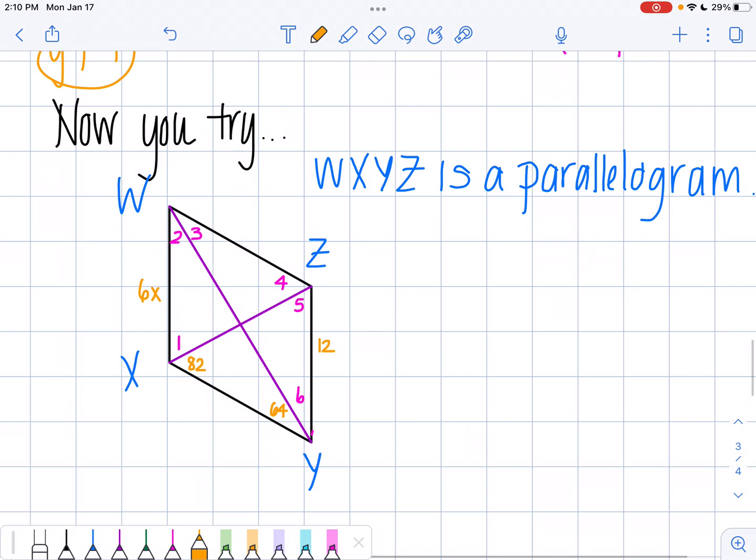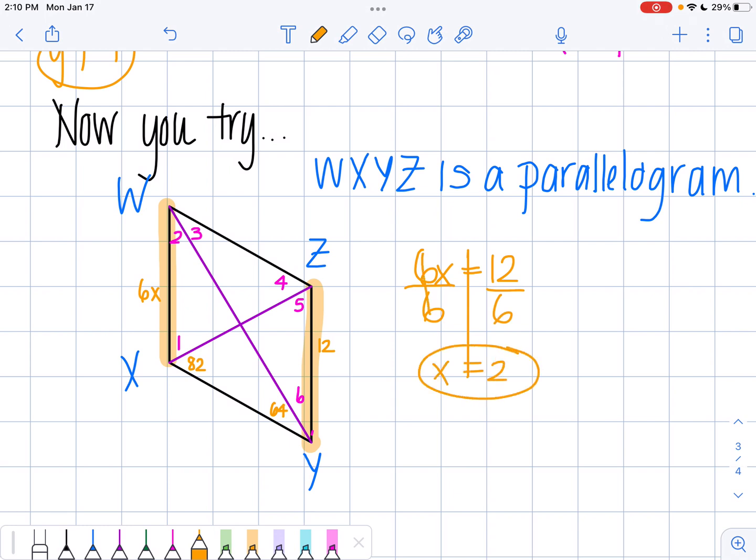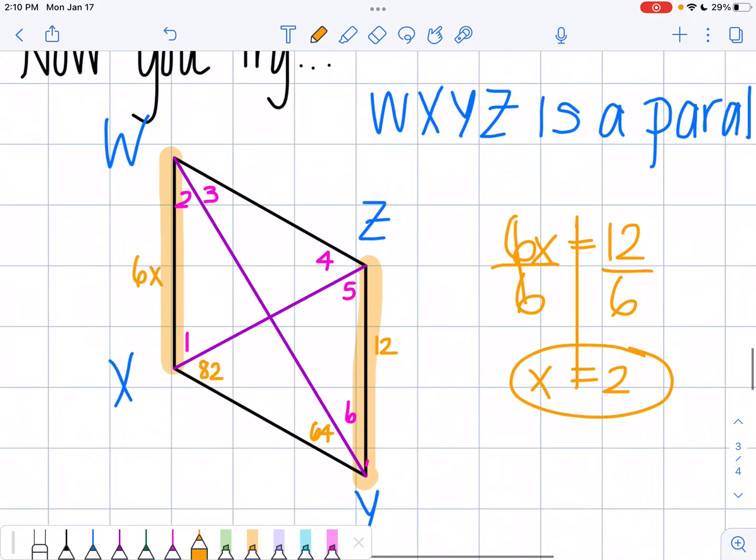Here I have a parallelogram, and we're going to find some sides and we're going to find some angles. So I'm going to find my sides first. Here they are actually giving me the outside right here, but remember, in a parallelogram, the opposite sides are equal, so it's the same concept as we did in the last one. So here I'm going to say 6x is equal to 12. To get x by itself, I divide both sides by 6, and I get x is equal to 2.